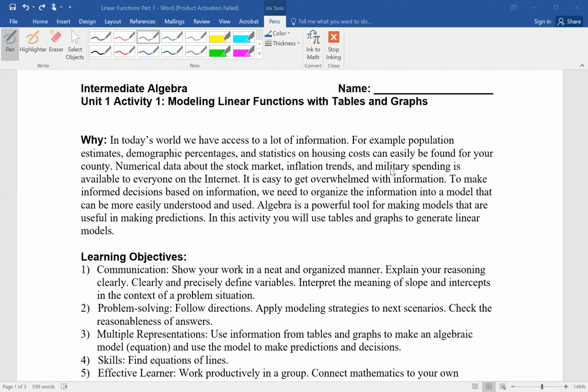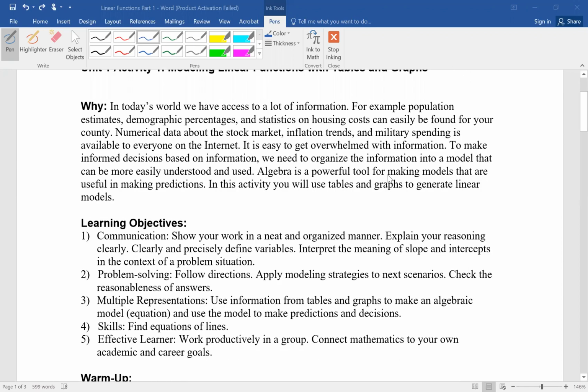detail if you'd like. But really, if I'm kind of picking off of the writing that you see in front of you there, there's all sorts of numbers and numerical data that's in the stock market and inflation trends and military spending and the internet and banking and all sorts of stuff and all sorts of needs to organize information into models like real life models.